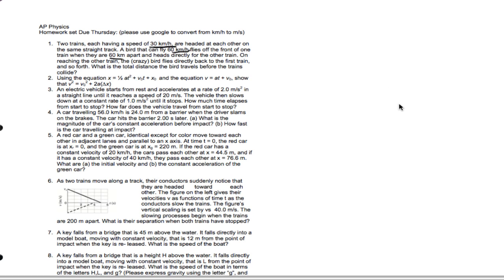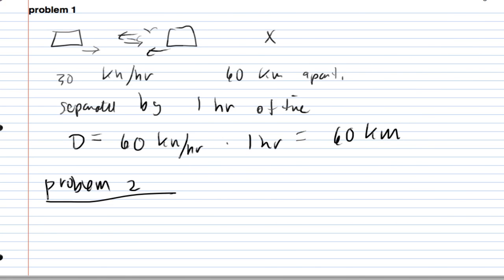All right, for problem number 3, we've got an interesting situation where we are accelerating at 2 meters per second, and then we reach a certain speed, and then we slow down at a constant rate, and we stop, and we want to know how much time elapses and how far the vehicle travels. That's problem number 3. So what I'm going to begin to do is actually draw out the situation.